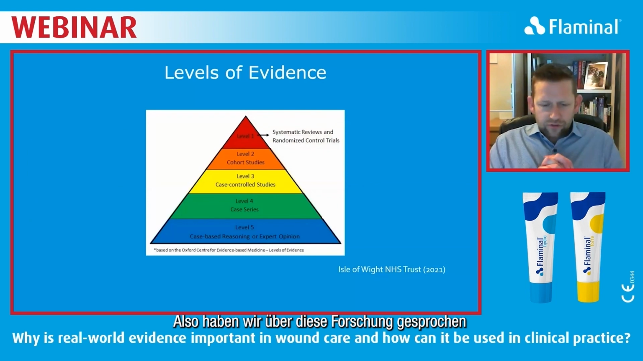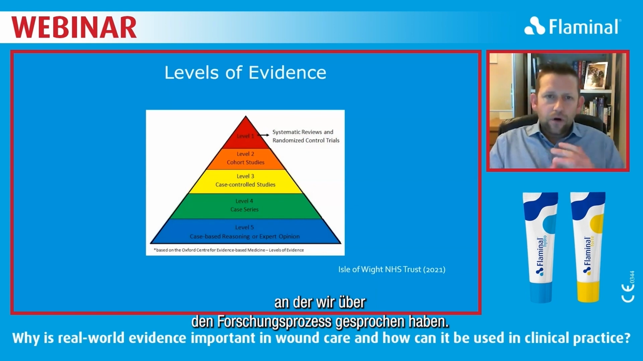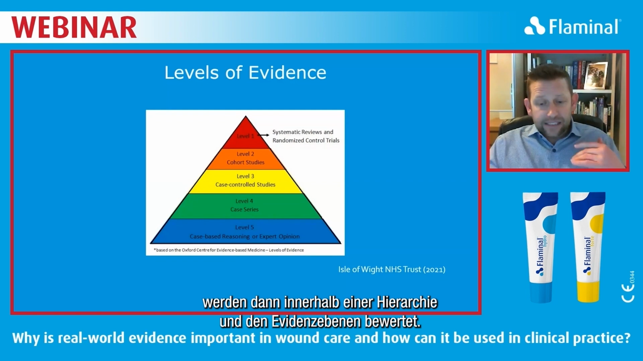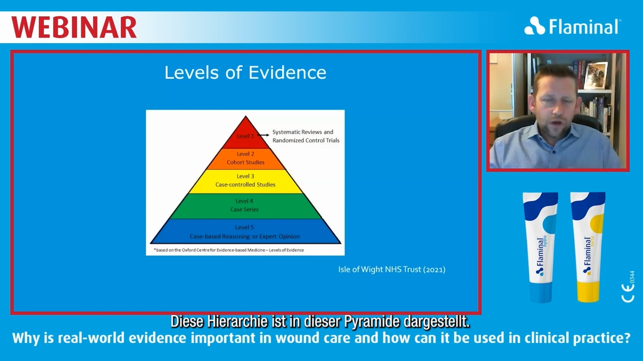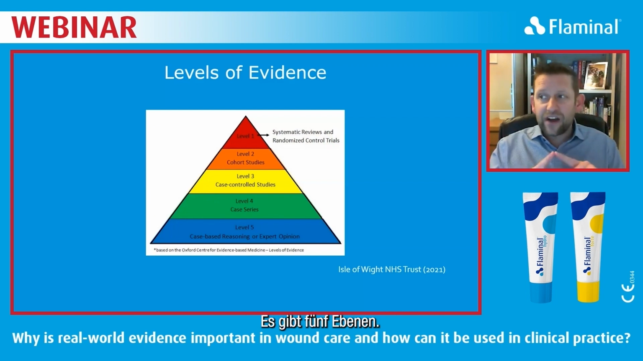So we've talked about this research, and we're maybe flipping backwards a little bit here, where we talked about the research process, but that disseminated piece of research will then be graded within a hierarchy and the levels of evidence. This hierarchy sits within a pyramid, and it's a simplified version, and I often use this because it's quite easy to understand that it has 5 levels.